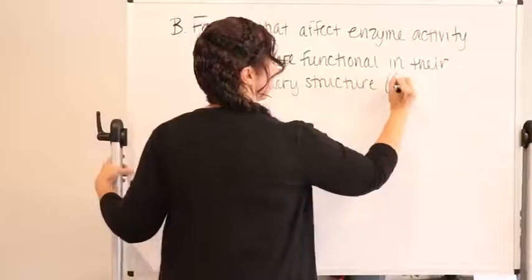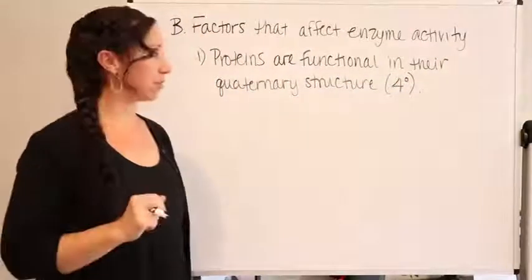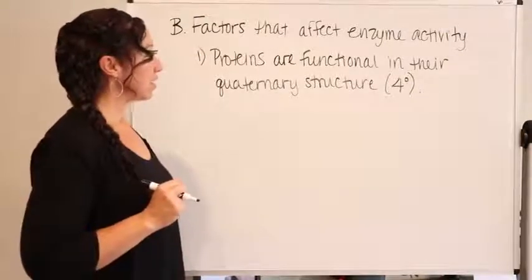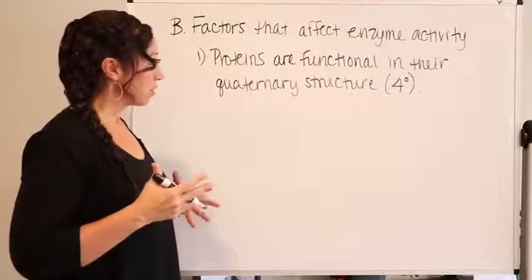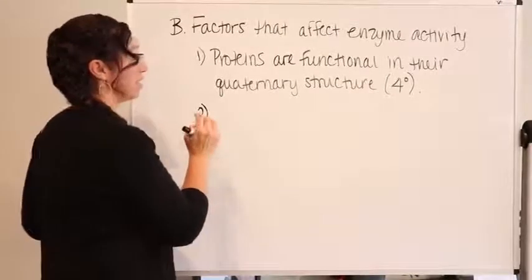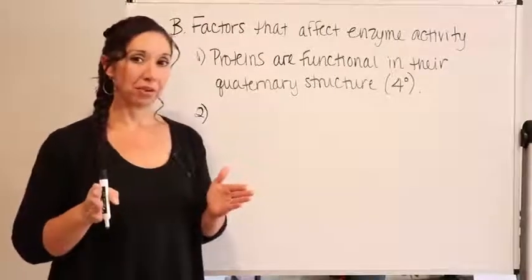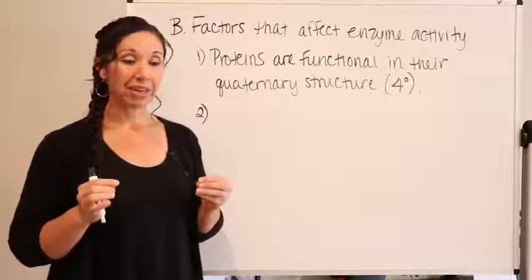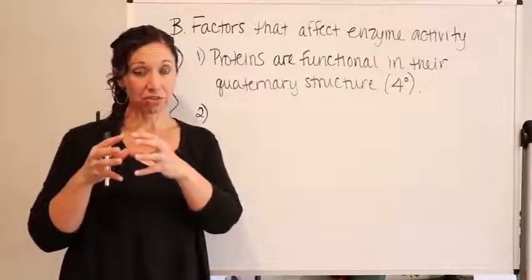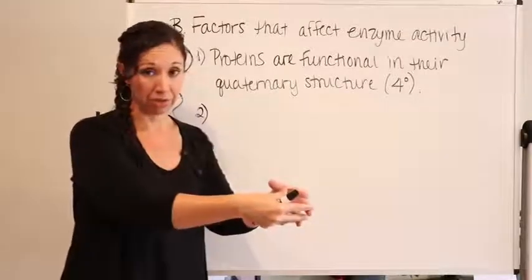Sometimes you'll see this shorthanded with a 4 and a degree sign. Not prime, but a degree sign on there. So that's when they're in their functional state. Now, proteins can get denatured. The word denaturing is a very legitimate biological term that you should be familiar with. Proteins can get denatured, meaning they can go from their quaternary, functional shape down to tertiary, secondary, maybe all the way down to primary structure.